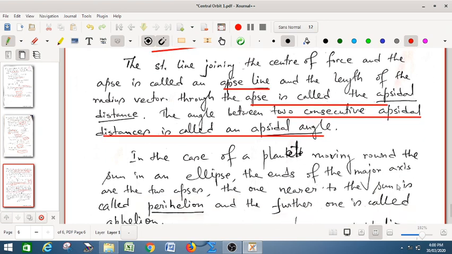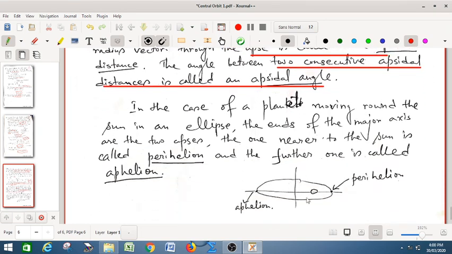So let us have an example. You know that this is a very old concept. If this is the position of the sun and this is the position of the earth or any planet, you know that the position nearer to the sun is called perihelion. This is the nearer to the sun, and this is the position farthest from the sun, so this is aphelion. So this is the example of apses.